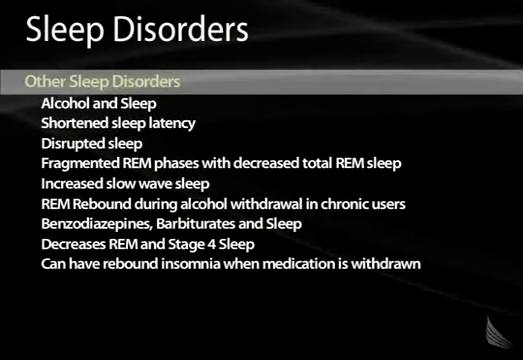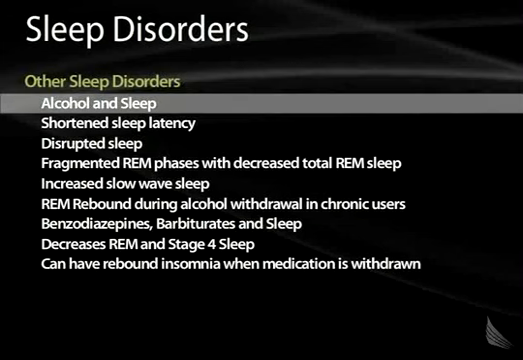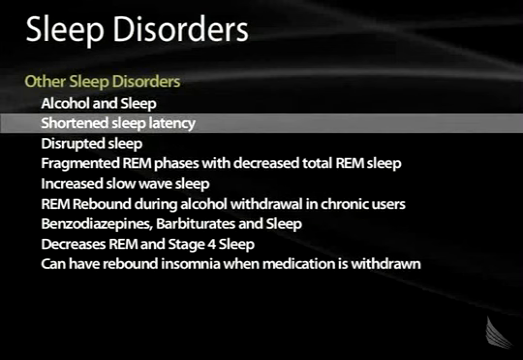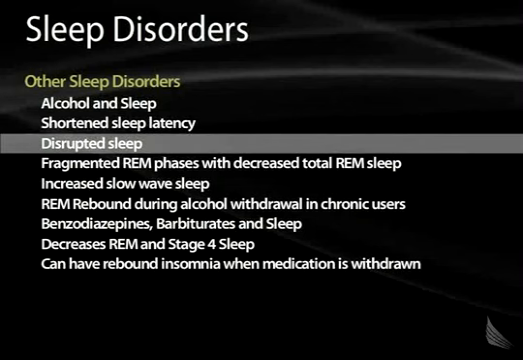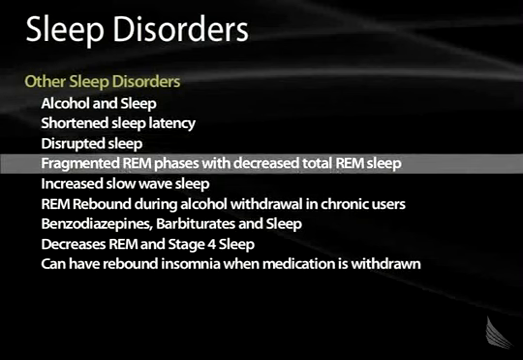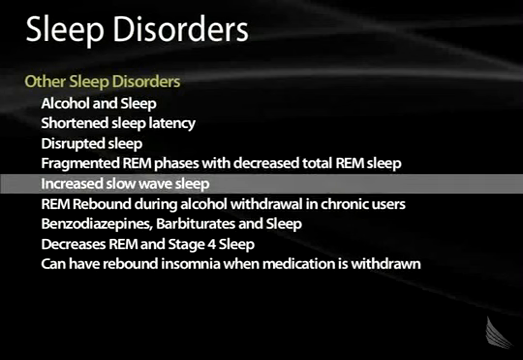So what are other sleep disorders? This is more high-yield points for you for your sleep disorders, because they will ask you, what are the effects of alcohol in sleep? And what are the effects of benzodiazepines, barbiturates in sleep, and also what is the effect of depression on sleep. So if you are intoxicated with alcohol, you will have a shortened sleep latency, your sleep will be disrupted, and your REM period would also be fragmented, and you'll actually have a decrease in your REM period. You'll have more slow wave sleep, so there'll be more delta sleep.